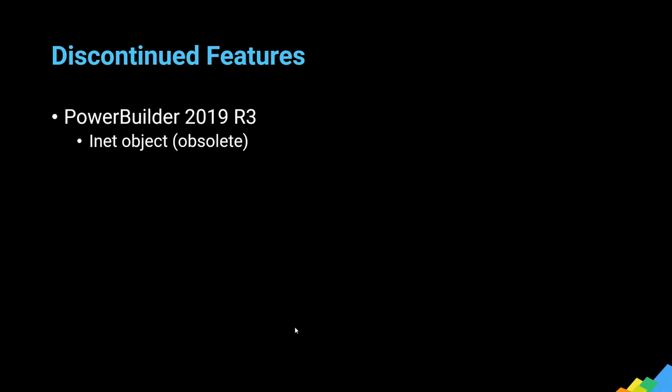PowerBuilder 2019 R3 drops actually obsolete, not discontinued, which means it's still in the product, but it's no longer officially supported, and it could be removed at any point. So you do want to move away from the iNet object. And I have another presentation where I talked about the new features in this version, and one of them is the open URL function that replaces probably the most used feature of the iNet object, the hyperlinked URL function.